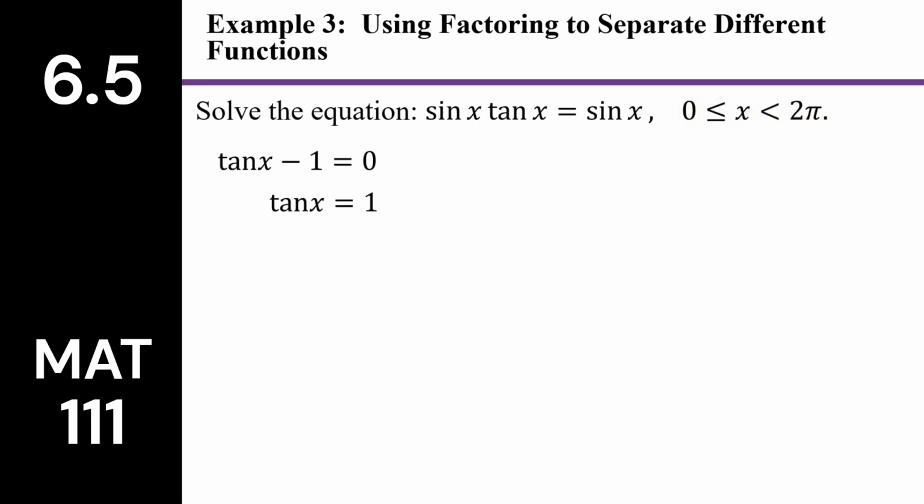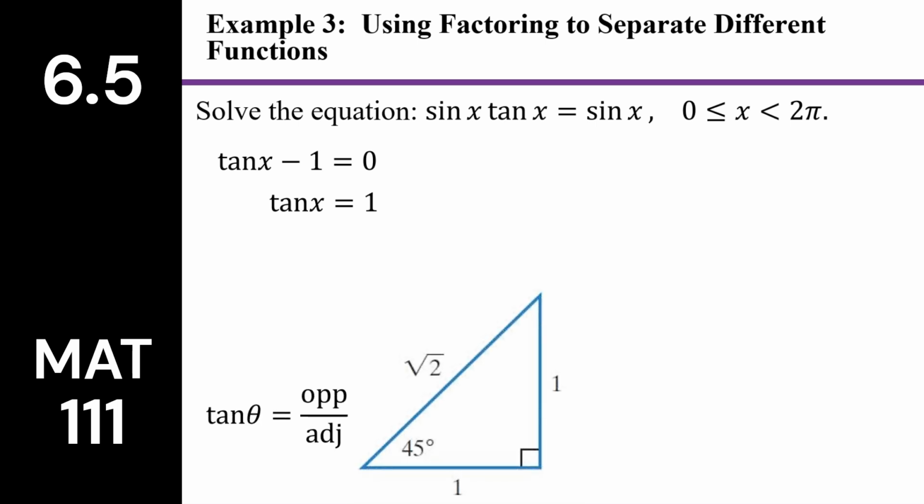Next, we solve that tan x equals 1. A tangent value of 1 makes us think of the 45, 45, 90. The tangent of x is opposite over adjacent, so that gives us a value of 45 degrees because the opposite is 1 and the adjacent is 1. And that's a value of x equals pi over 4 in radians.